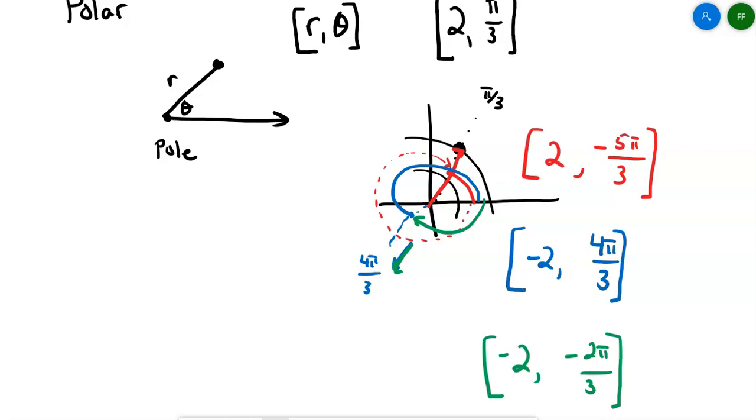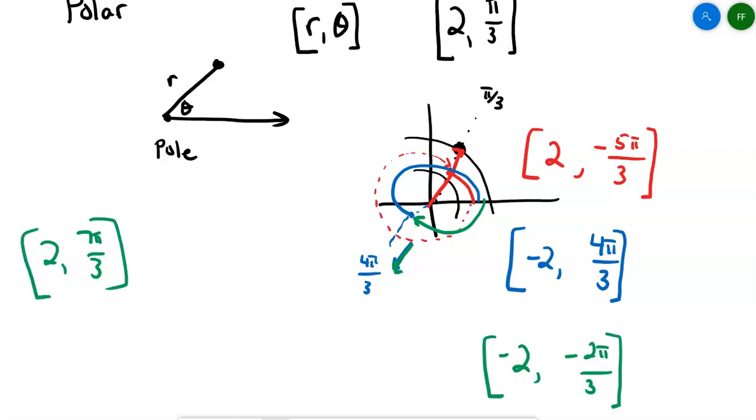So you notice I've got 4 different colors of ink, and I got 4 different ways to name that same point. 2 comma pi over 3, 2 comma negative 5 pi over 3, negative 2 comma 4 pi over 3, negative 2 comma negative 2 pi over 3. All 4 ways are ways to name that same point. And then I could take each of these and I could just add 2 pi to them. So instead of 2 comma pi over 3, why not 2 comma 7 pi over 3? All that means is I went around the unit circle more than once before I got to my point, right?